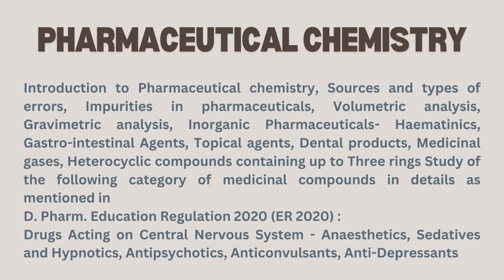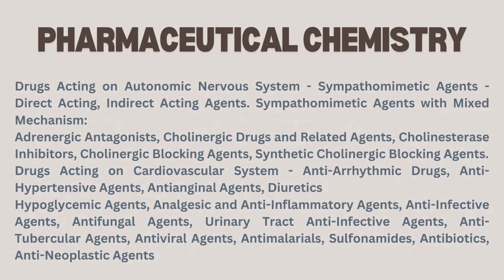Drugs acting on central nervous system: anesthetics, sedatives and hypnotics, antipsychotics, anticonvulsants, antidepressants. Drugs acting on autonomic nervous system: sympathomimetic agents, direct acting and indirect acting agents, sympathomimetic agents with mixed mechanism, adrenergic antagonists. Cholinergic drugs and related agents, cholinesterase inhibitors, cholinergic blocking agents, synthetic cholinergic blocking agents. Drugs acting on cardiovascular system: antiarrhythmic drugs.